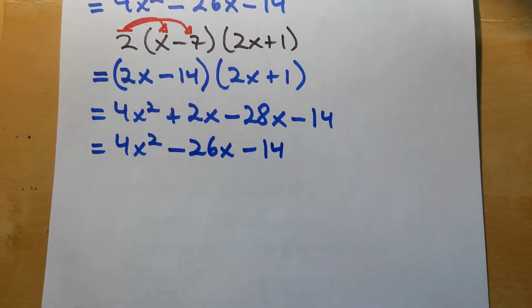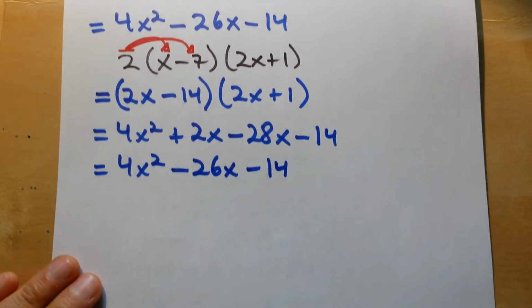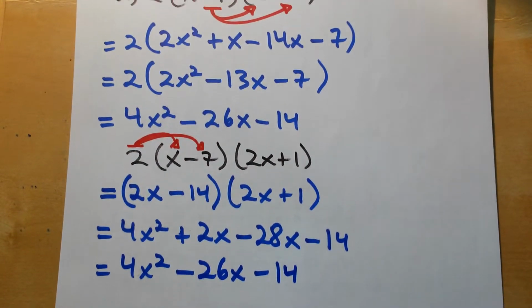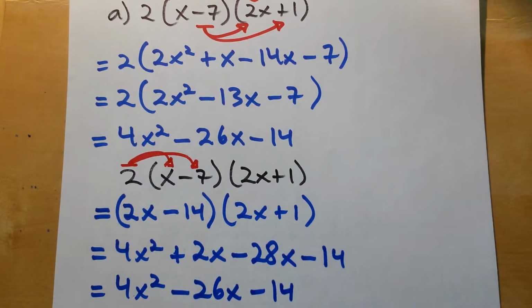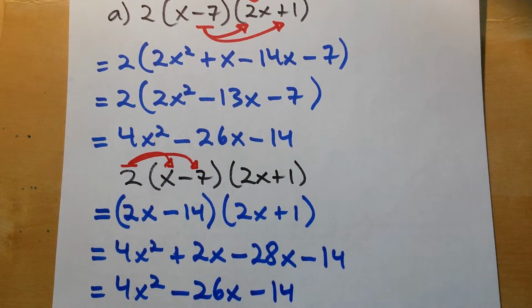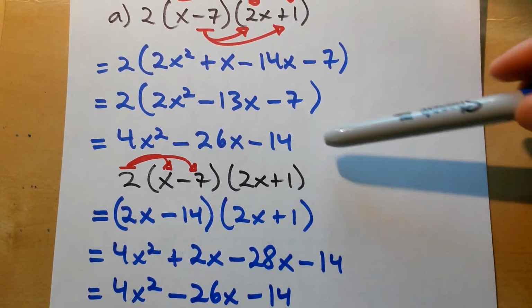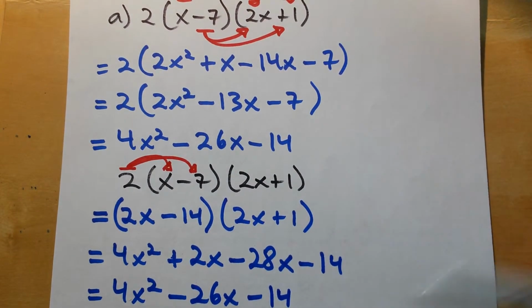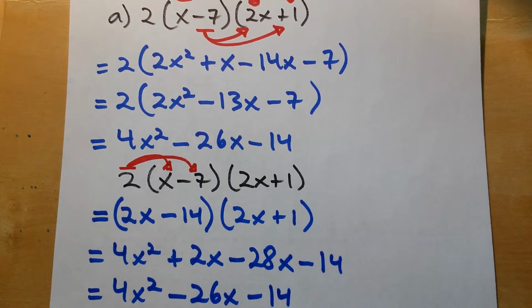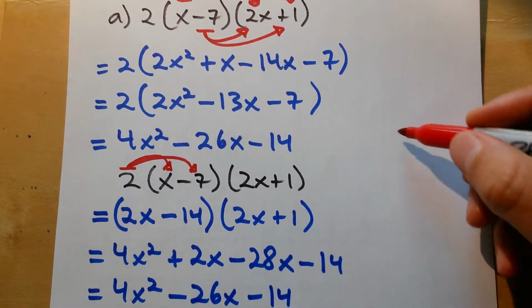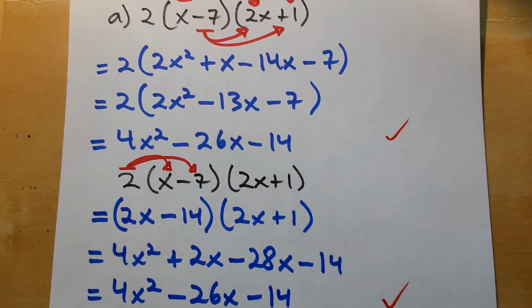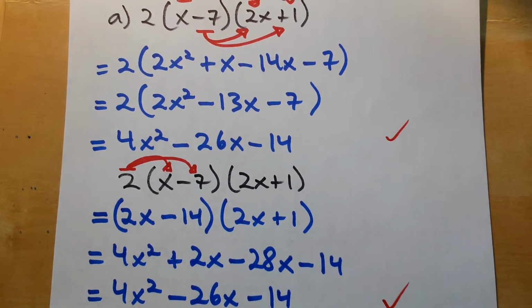Alright, so we're done with these two examples, and as you can see, whether you bring in the 2 first or you expand the binomials at the top here, either way we should get the same answer. So this is okay. Either method is okay. Now, I want to show you something before we move on to the next example.